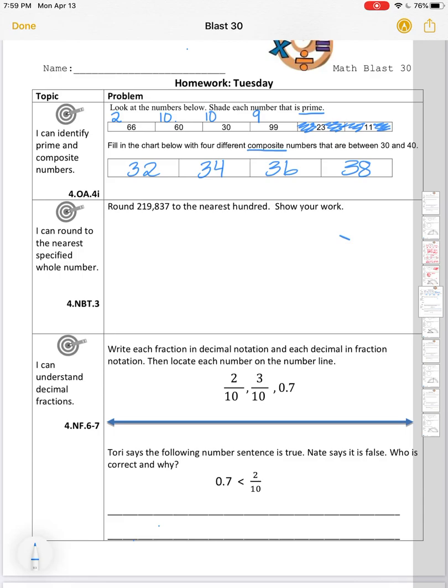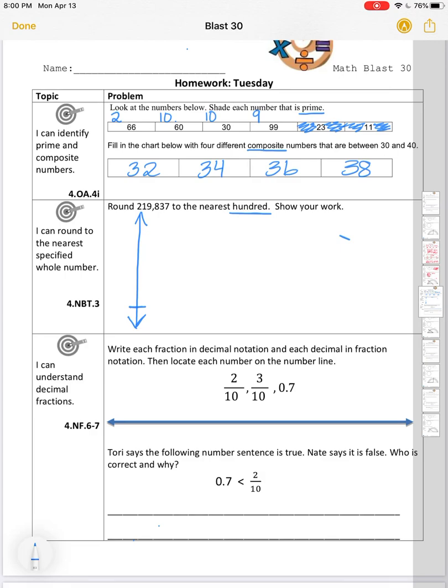I can round to the nearest specified whole number. Round 219,837 to the nearest hundred. Show your work. It's important that I note that we are rounding to the nearest hundred. I'm going to show my work on a vertical number line. At the bottom of my vertical number line, I am going to note how many hundreds.